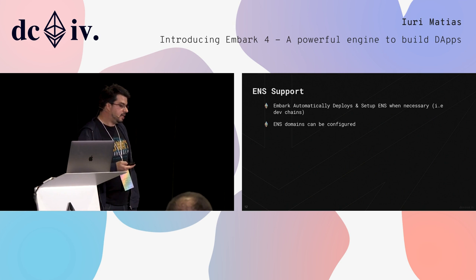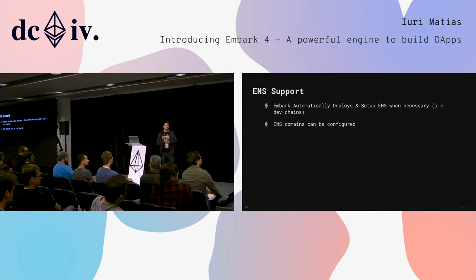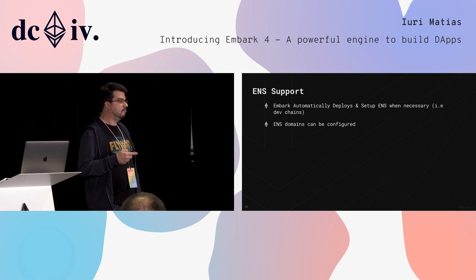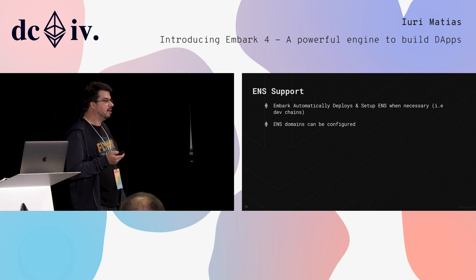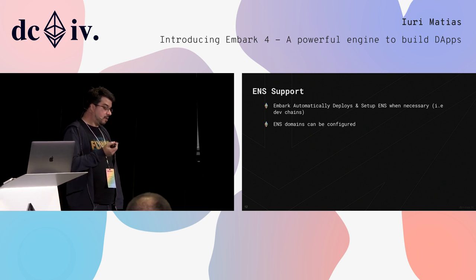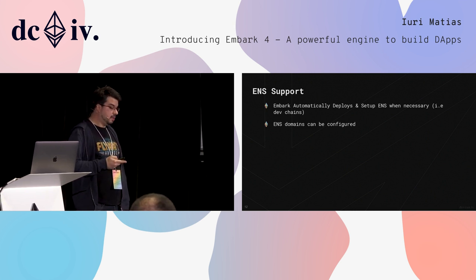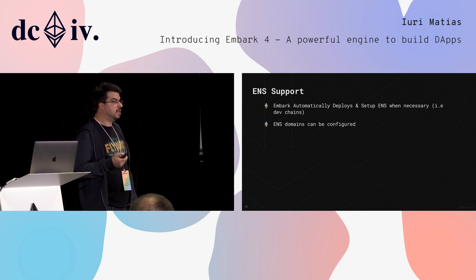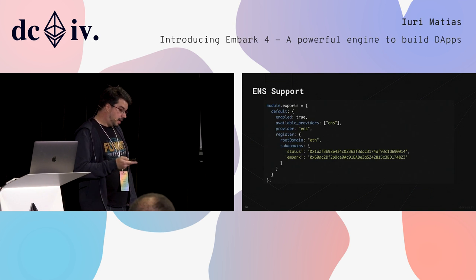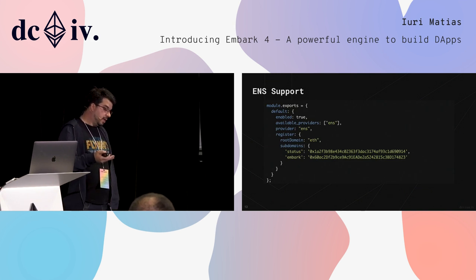And ENS in Embark is considered another layer in the stack, which is the naming layer. ENS right now seems to be the only working decentralized naming system, so it's the only one that's actually supported. When you are in the development chain or in a private chain, Embark will automatically deploy and set up the ENS contracts, so you can use them in your application. And this is how the configuration might look.